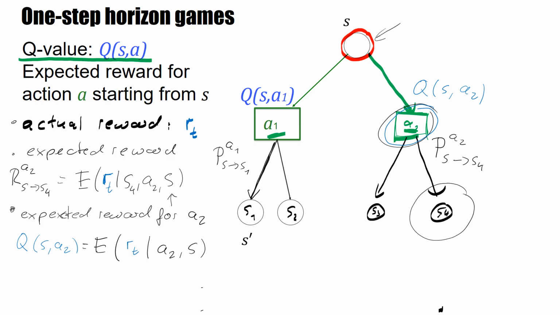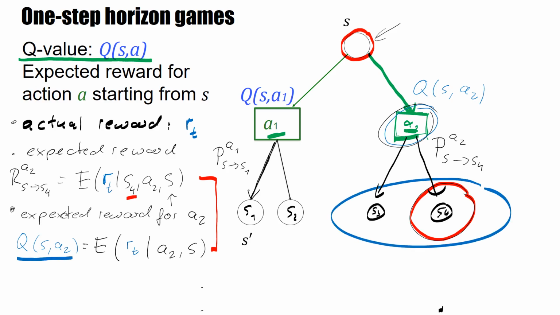And now if you compare those two, you see that the difference lies in the conditioning. For this expected reward, it's conditioned on a specific final state, whereas here for this Q value, we have to average over both possible final states. So we have to average over all possible next states. Let's do this.